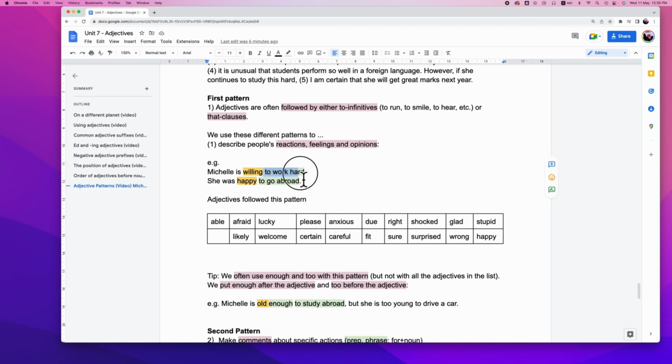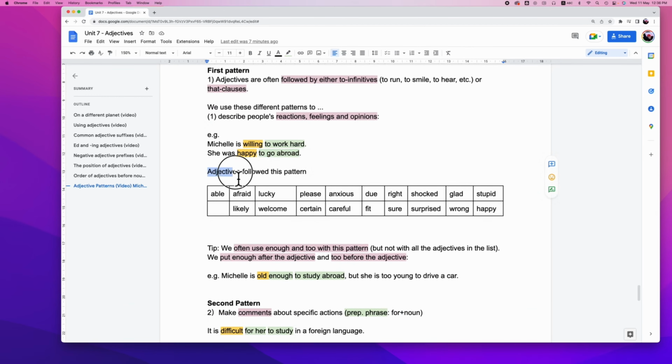To work hard is an adverb. The to-infinitive phrase functions as an adverb telling you more about willing. Willing what? To work hard. And to go abroad is another to-infinitive phrase functioning as an adverb, telling you more about happy. There are some other adjectives that follow this pattern: able, afraid, lucky, pleased, anxious, due, right, shocked, glad, stupid, likely, welcome, certain, careful, fit, sure, surprised, wrong, and happy.